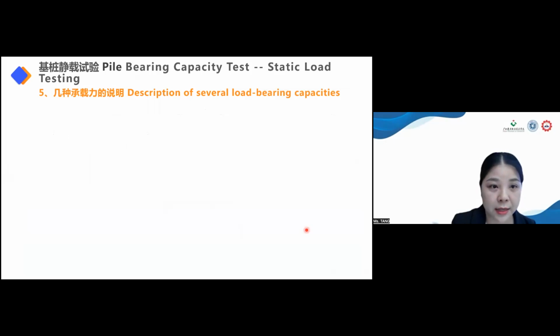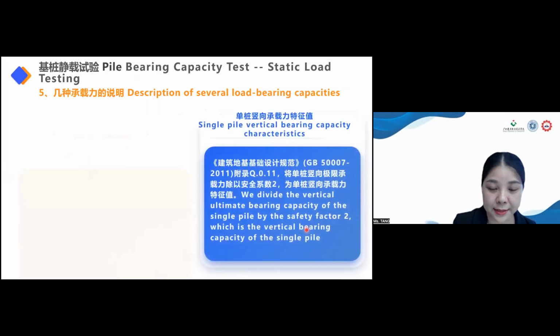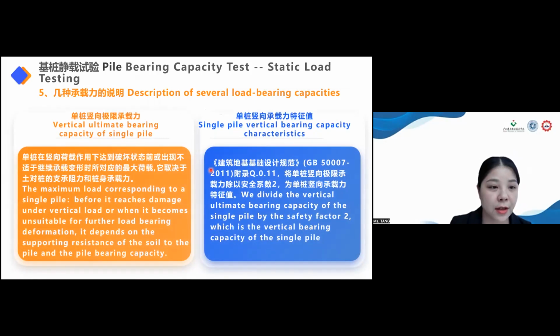Fifth, description of single pile load bearing capacities. Vertical ultimate bearing capacity of a single pile: the maximum load corresponding to a single pile before it reaches damage under vertical load or when it becomes unsuitable for further load bearing deformation. It depends on the supporting resistance of the soil to the pile and the pile bearing capacity.